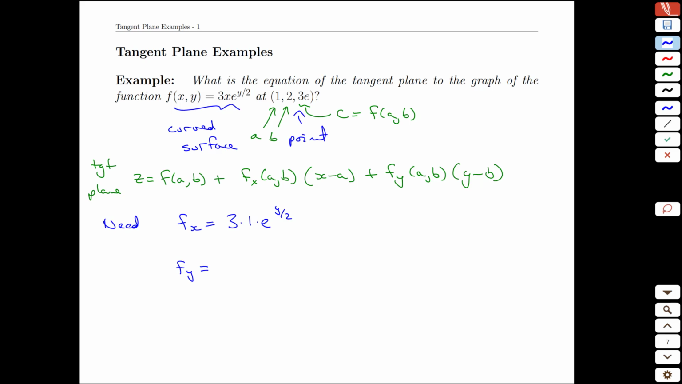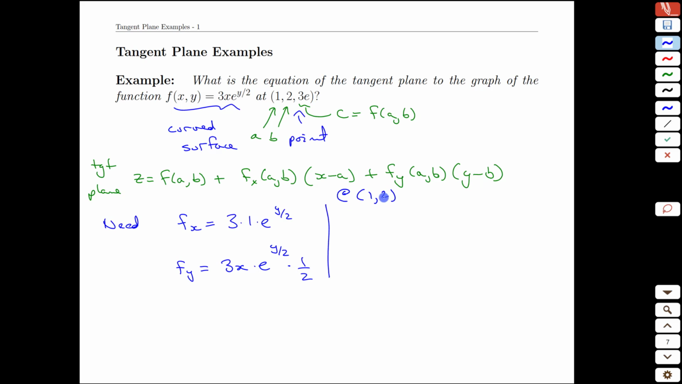If we do the same thing with y, it's a little more complicated. 3x is a multiplier of constants. If y is our variable, then we have the derivative of e to the y over 2, which is e to the y over 2 again, but then times the chain rule, we have a 1/2 popping out for that.